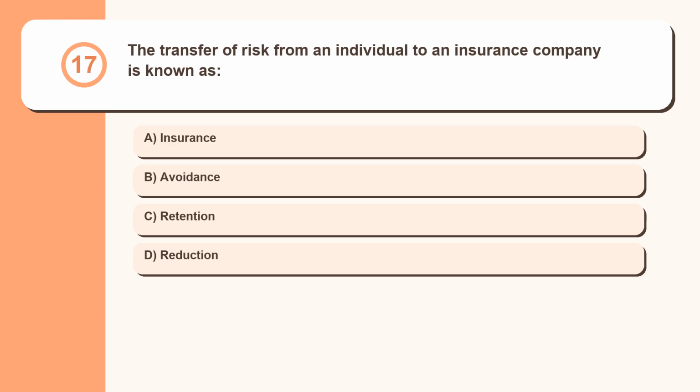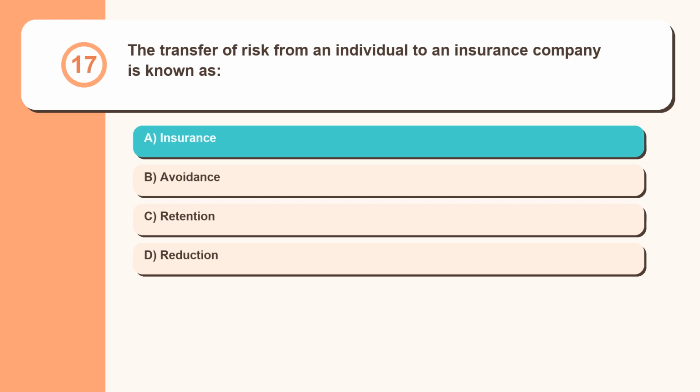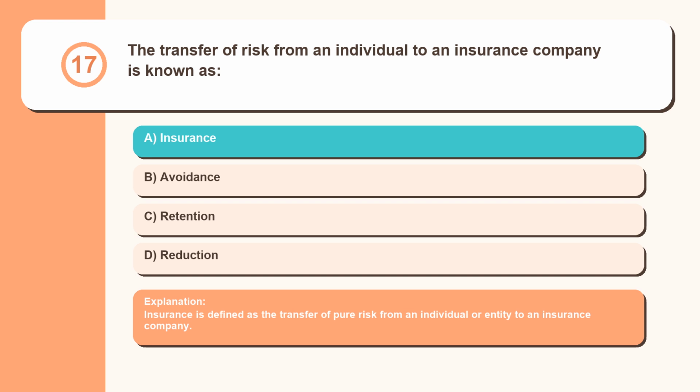Question 17. The transfer of risk from an individual to an insurance company is known as insurance, avoidance, retention, reduction. Insurance is defined as the transfer of pure risk from an individual or entity to an insurance company.